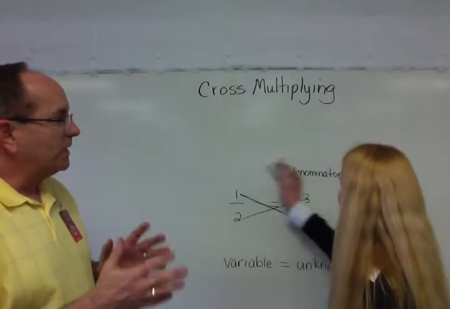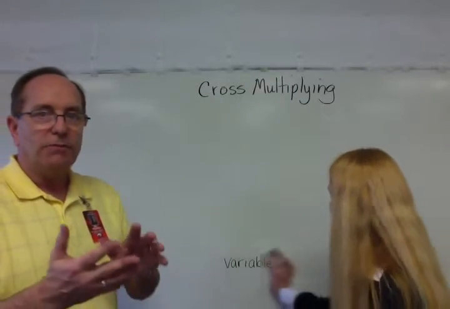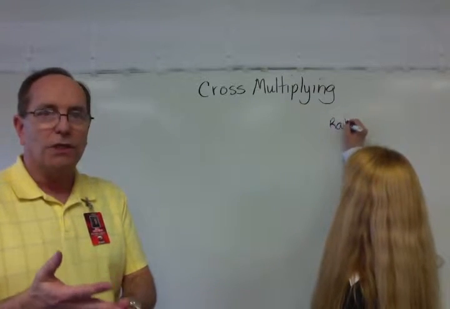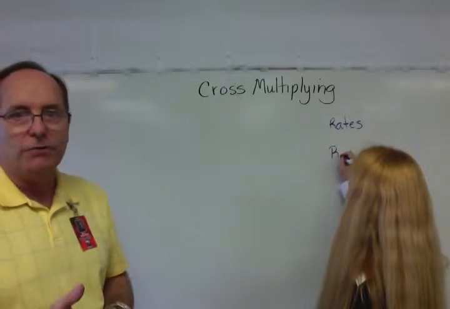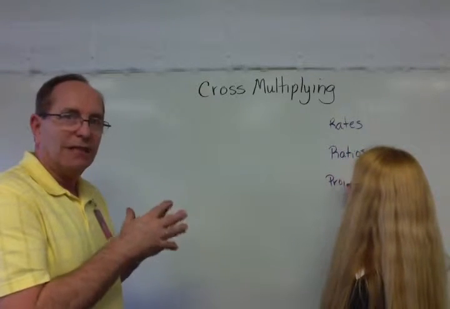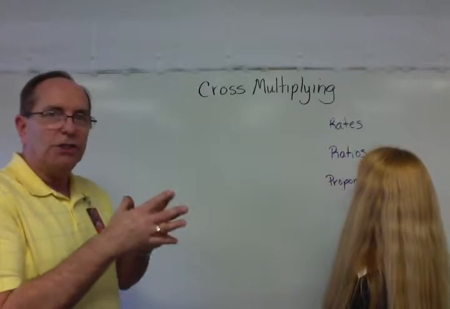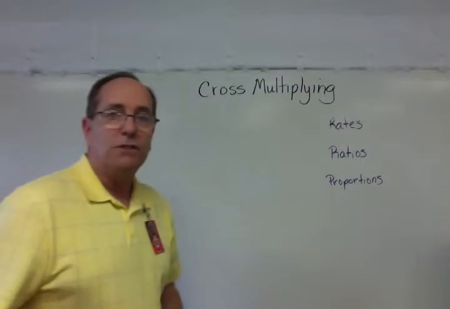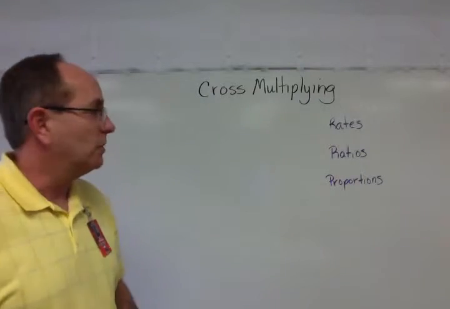And when are we going to use cross multiplying? Could be doing rates, ratios, or proportions. It'll work really good when we have that one unknown, that variable, to solve. And so putting this together, it's the strategy to solve those three different things that you have in math: rates, ratios, or proportions.